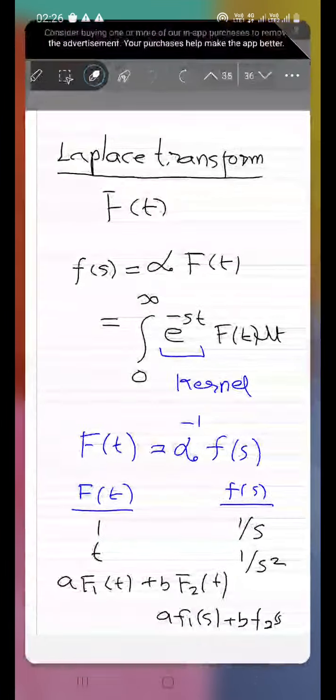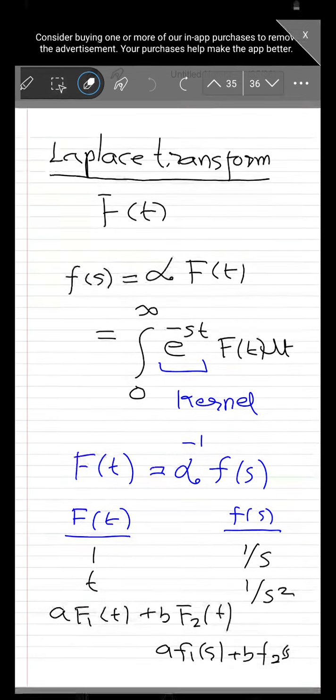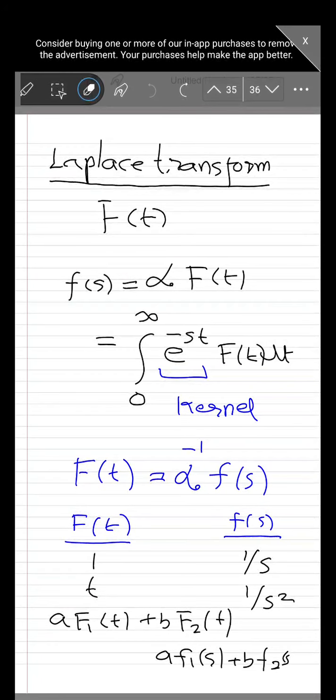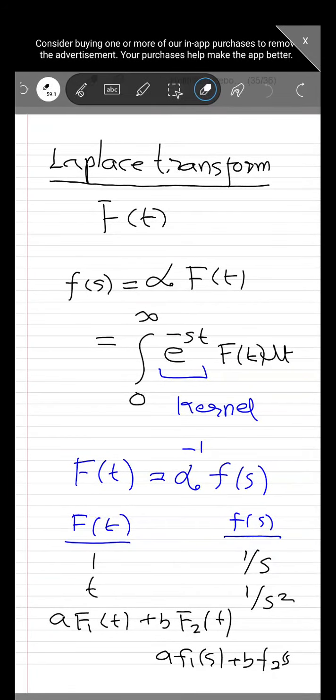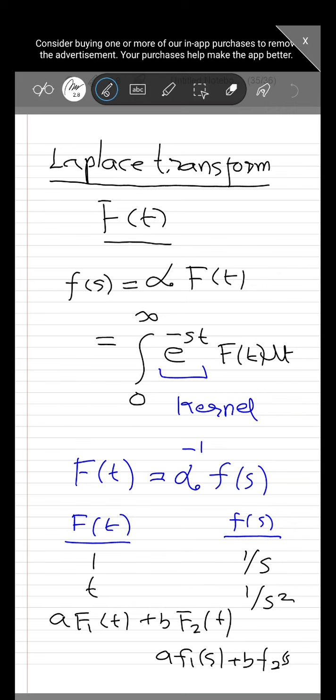Hello students, so continuing our lectures on mathematical physics, this is the Laplace transform. We'll discuss the Laplace transform here. If there is a function f(t), then the Laplace transform F(s) can be presented as the integral of f(t) times e to the power minus st, which is the kernel, from 0 to infinity.